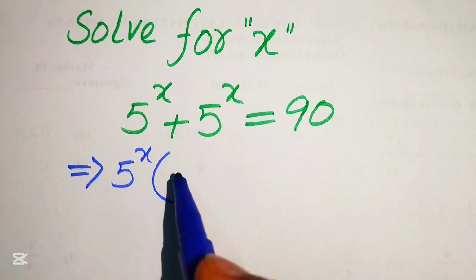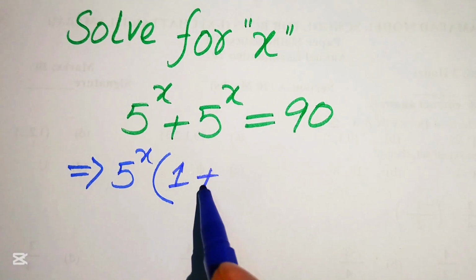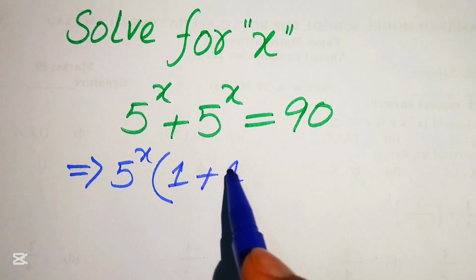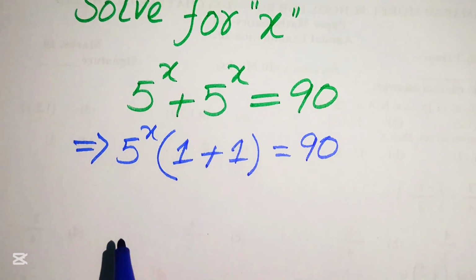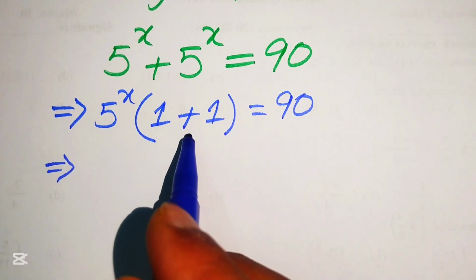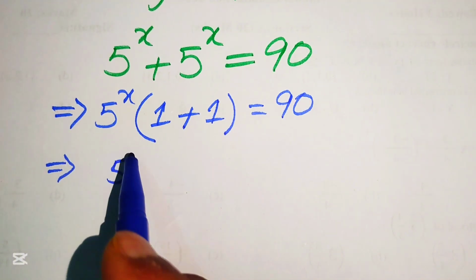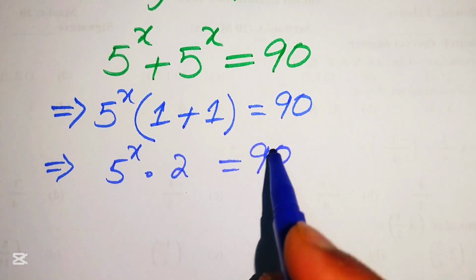So here we take common 5 to the power of x, and the remaining value is 1, plus the remaining value is also 1, and this equals 90. And now in the next step we need to sum up 1 plus 1, and you know that 1 plus 1 becomes 2, and it equals 90.